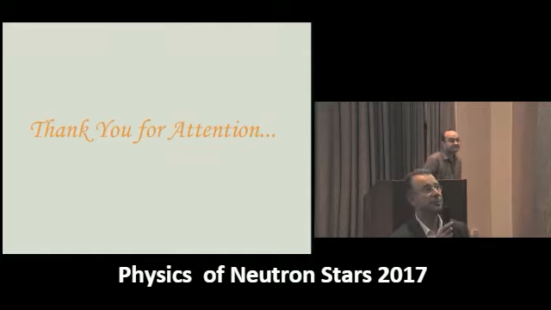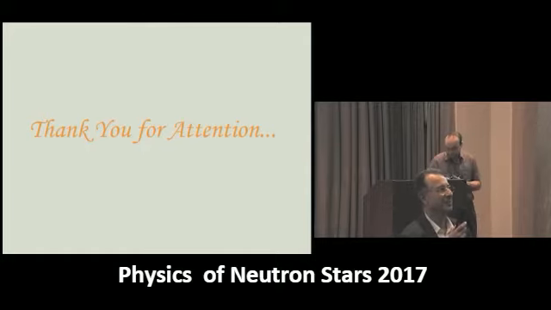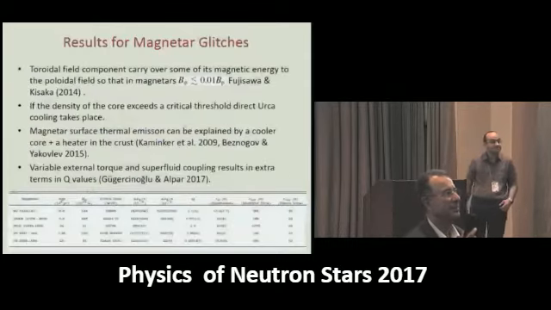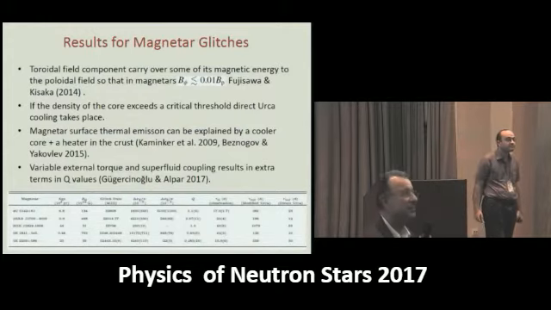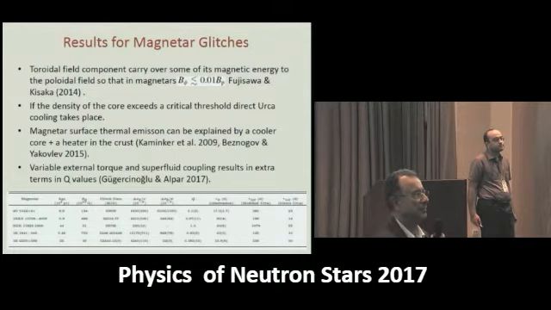Questions? Jason? May I ask you about glitches in magnetars? Yes. You said that direct Urca process may take place in magnetars. In that case, the mass of magnetars should be more than the average mass of other neutron stars. And is it confirmed by any observations?